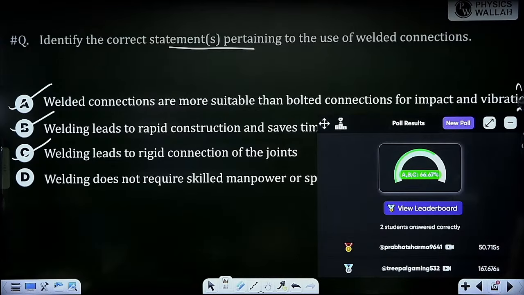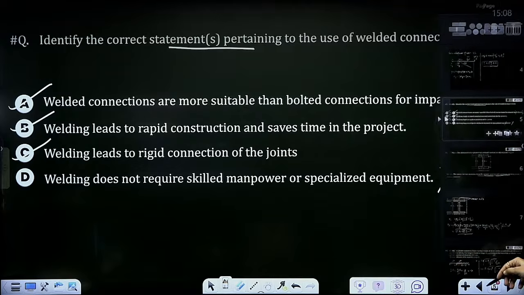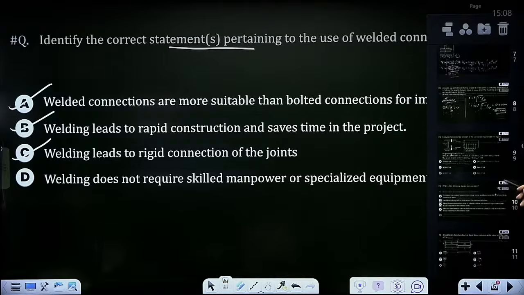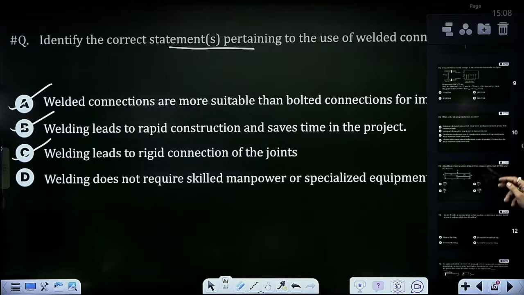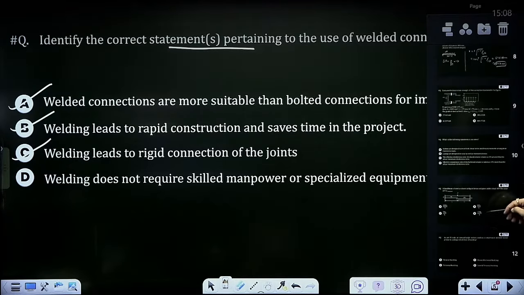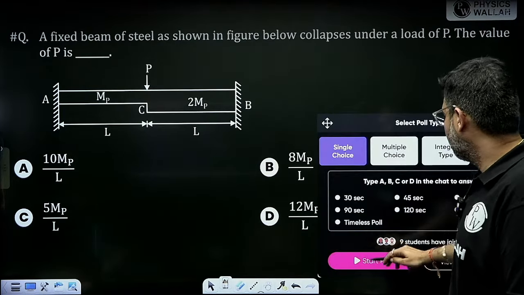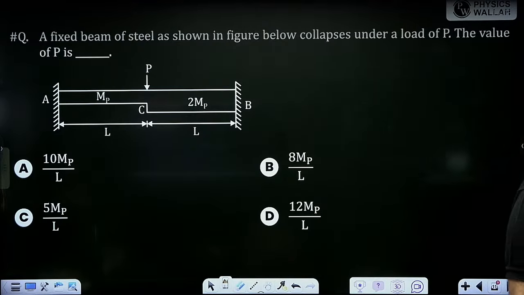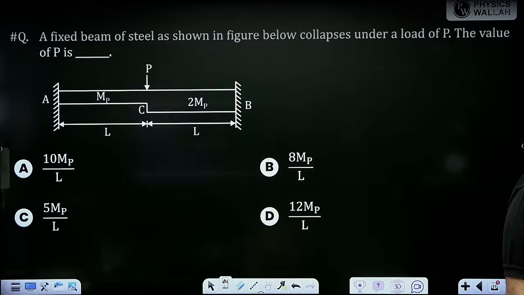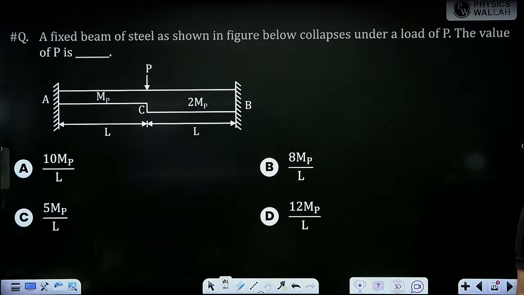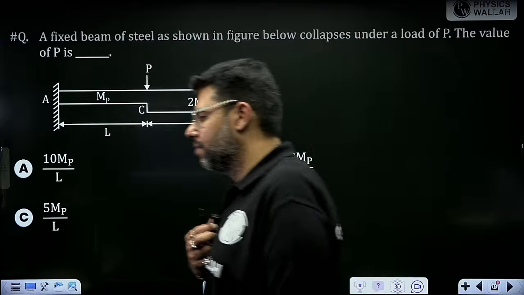So Mr. Prabhat and Mr. Tree Palagimin, whatever your name is, have given me the correct answer. Let us see the next question. Find out the answer of this question. Do this one please, make it fast.